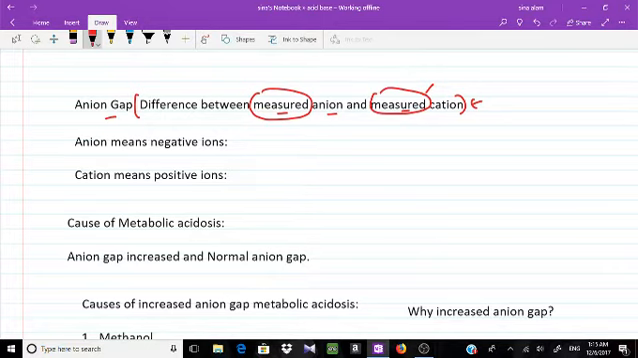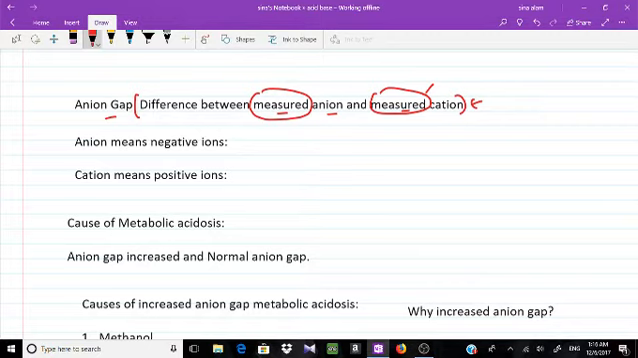You know what? We are very limited. We have a limitation, and we need to know our limitation, right? And this is our limitation. We cannot measure all the cations and cannot measure all the anions of our body.